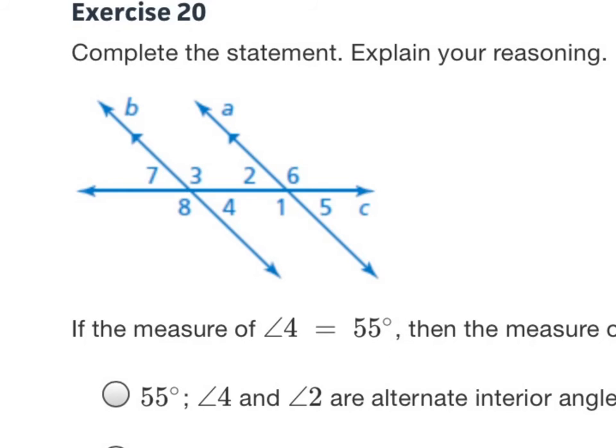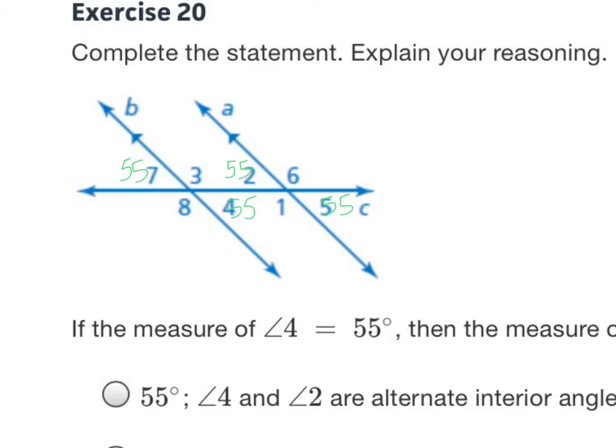Alright, so we've got the measure of angle 4 is 55 degrees. So 4 is 55, and that means directly across is going to be 55. In the same position as angle 7 is angle 2, corresponding. And directly across, vertical, number 5 is going to be 55 also.